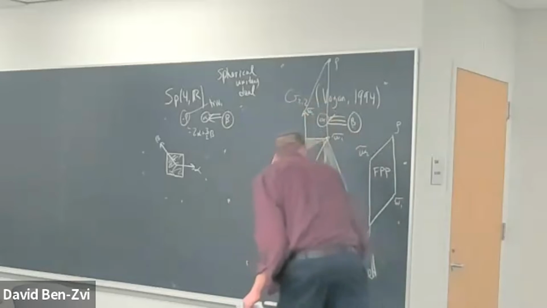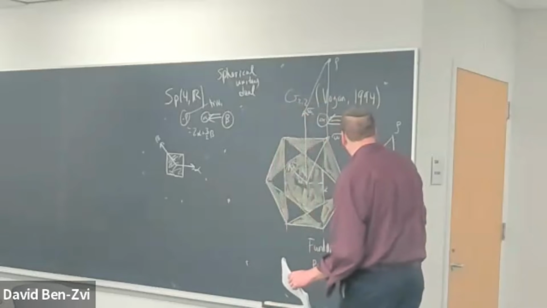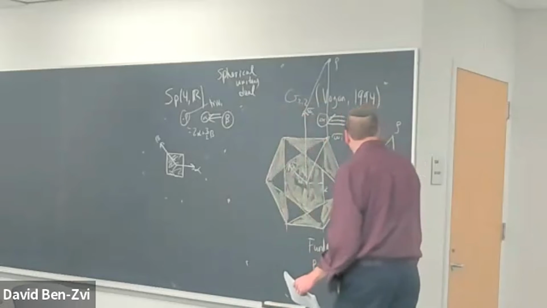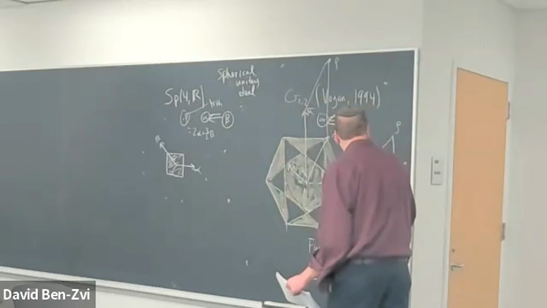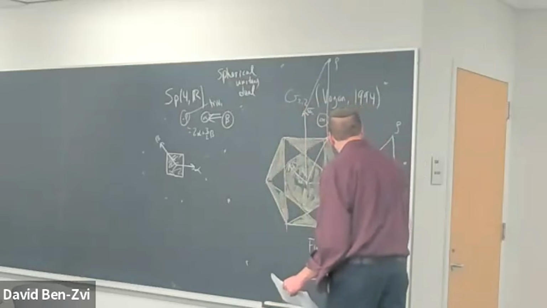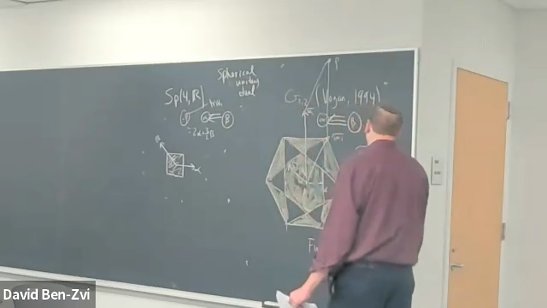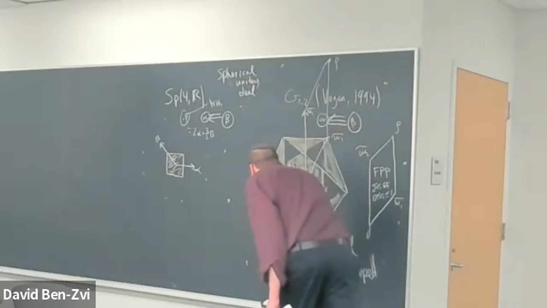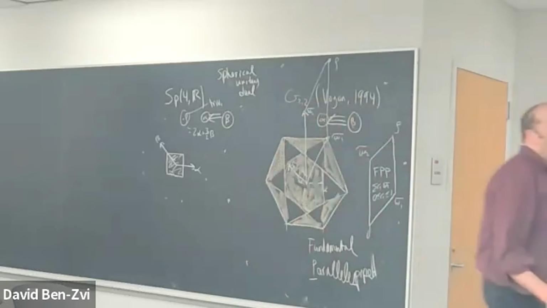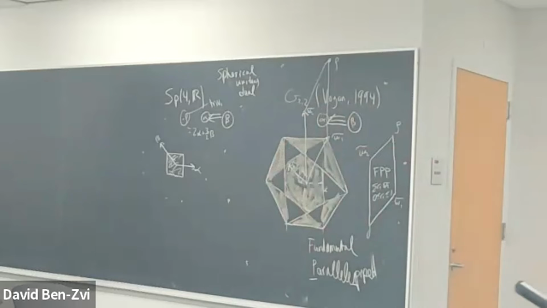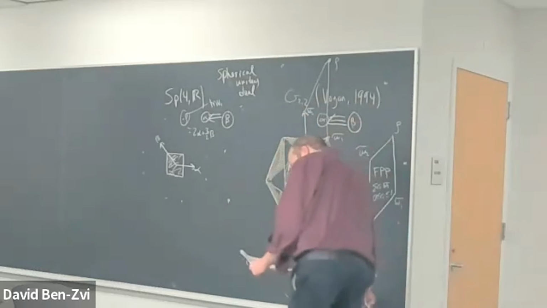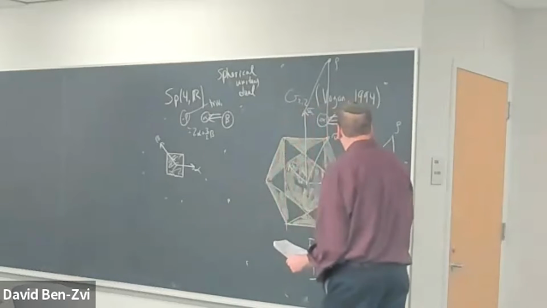Anyway, so this is the fundamental parallelepiped spanned by the fundamental weights. It's the set of combinations of the fundamental weights where the coefficients are necessarily non-negative because they're dominant, and are between 0 and 1. That's a key thing. And so now, why is this important? Well, think about how much smaller this is.